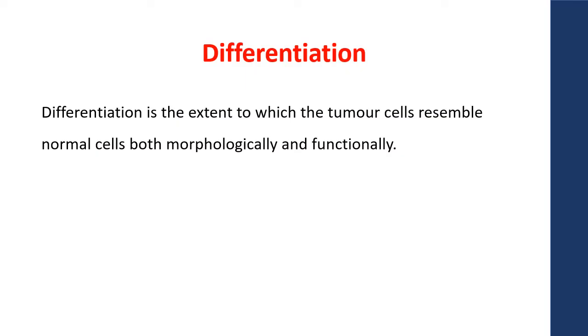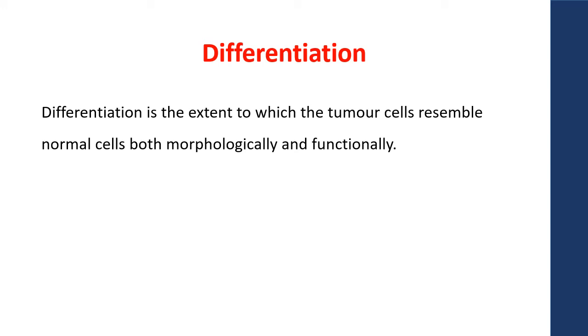Coming to differentiation. What's the meaning of differentiation? It is the degree of resemblance of the tumor cells to the normal cells. So if I have a malignant tumor arising from the liver, if the malignant cells resemble that of normal cells, we call it well differentiated. If not, it is undifferentiated. So differentiation is at both the morphologic and functional level.